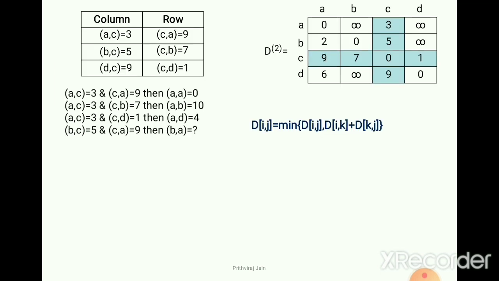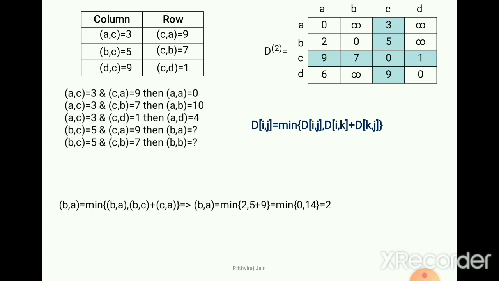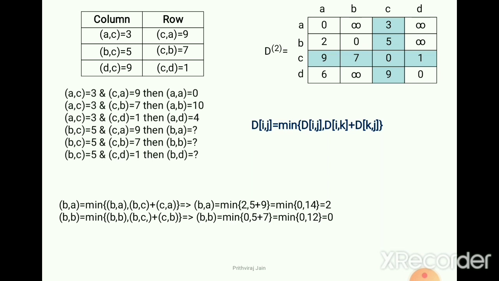The next combination is B comma C and C comma A. We have to find B comma A. So B comma A we will get as 2. B comma C and C comma B, we have to find B comma B. Obviously the B comma B value will be 0. B comma C and C comma D, we have to calculate for B comma D. We will get B comma D as 6.